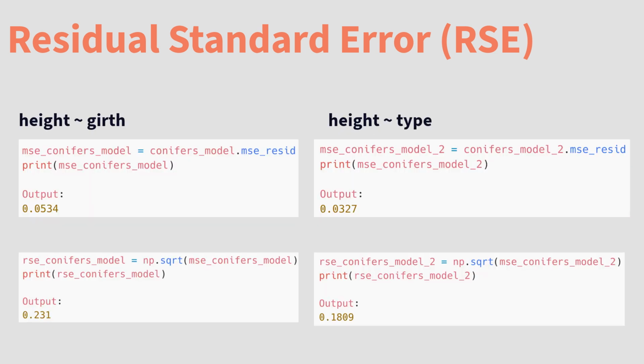The summary method doesn't print the residual standard error. Instead, we can use another parameter called mean squared error to obtain the residual standard error for the model. Mean squared error can be obtained by using the attribute called MSE_resid. Since this is a squared value, we can take the square root of mean squared error to obtain the residual standard error. We use the square root function from numpy to calculate the residual standard error for each model, and we see that the residual standard error value of the model that takes into account the type of tree is better since it has a lower value of 0.18 compared to the other one that takes into account the tree girths.